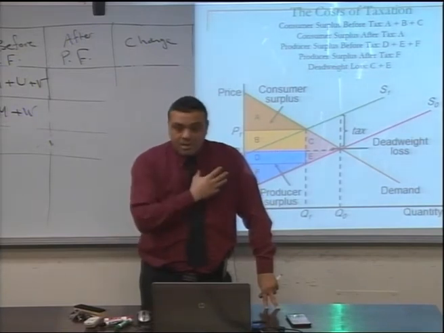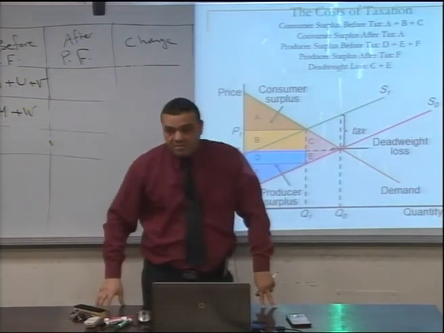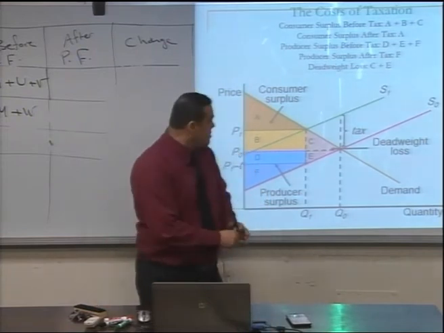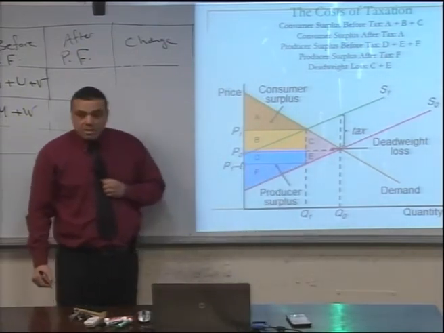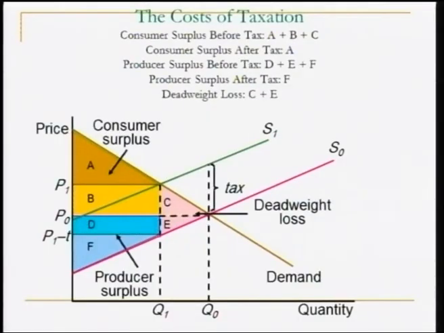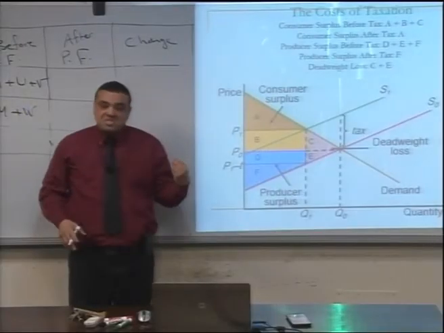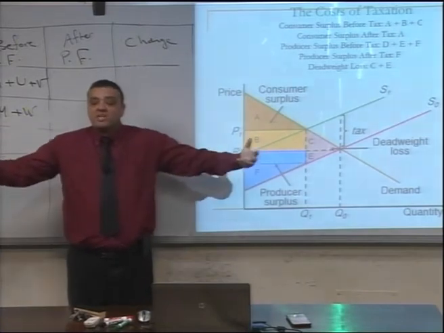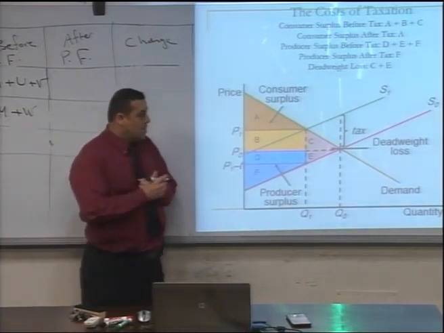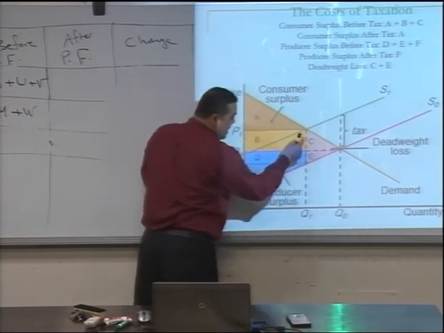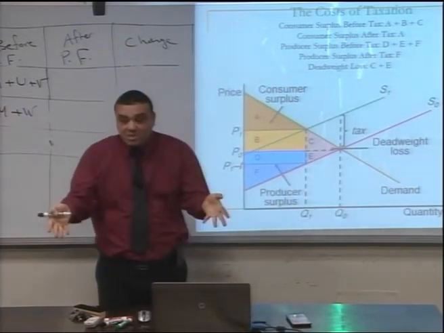Okay, this will be presented here in this graph. The original situation, let's go to this graph. As you see, this is the original supply curve, and this is the original demand curve. Before imposing taxes, how much is the consumer surplus before changes? A plus B plus C. This is the original situation.